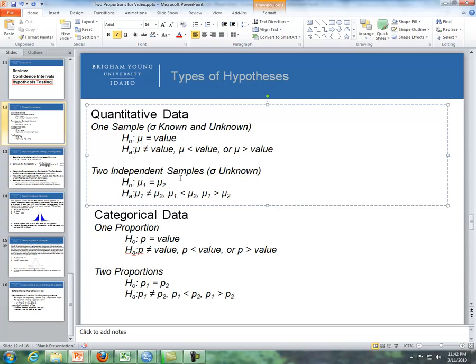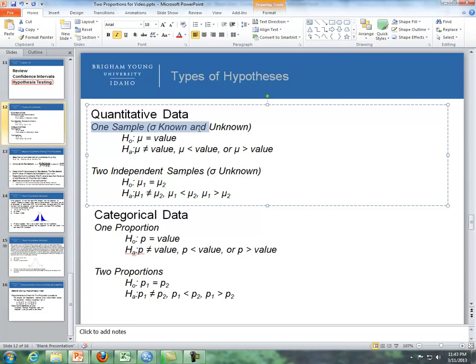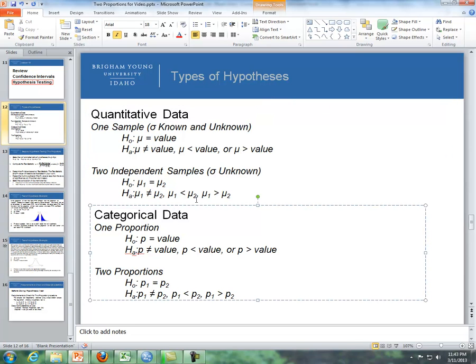Now I compare and contrast what we're doing in Unit 3, which is, first of all, with one proportion. If you compare one proportion to one sample, sigma known and unknown, the only thing that's different between the two is that we use the population mean, which is mu, and we use a population proportion down here, which is p. Similar to comparing independent samples versus two proportions, where we have the population means, or mu's, versus what we have down here, which is the population proportions.